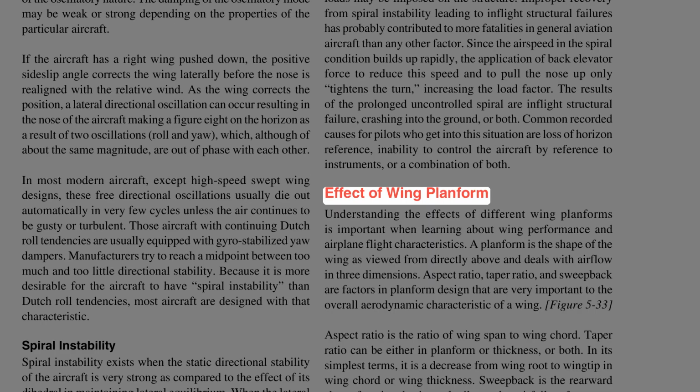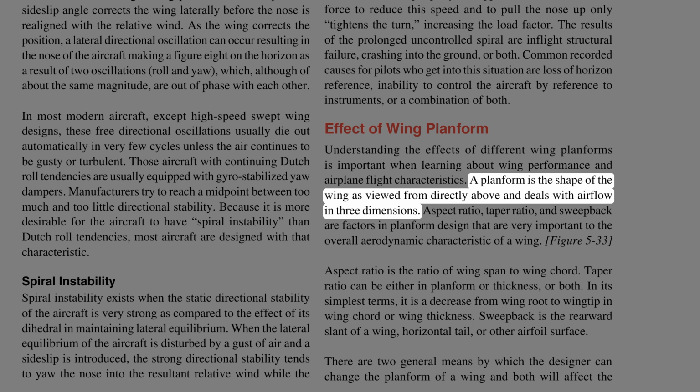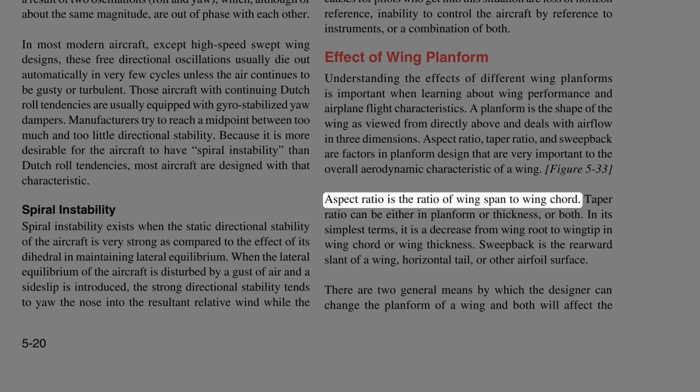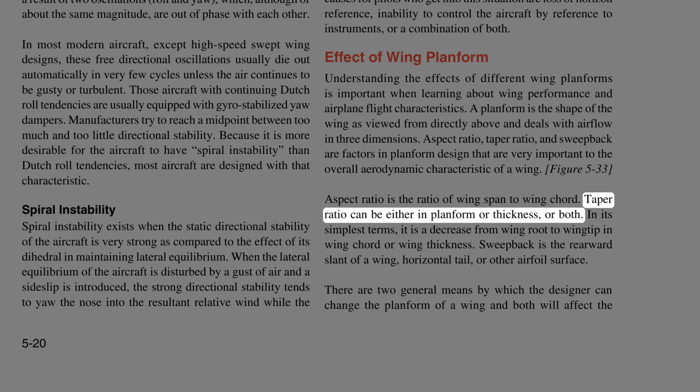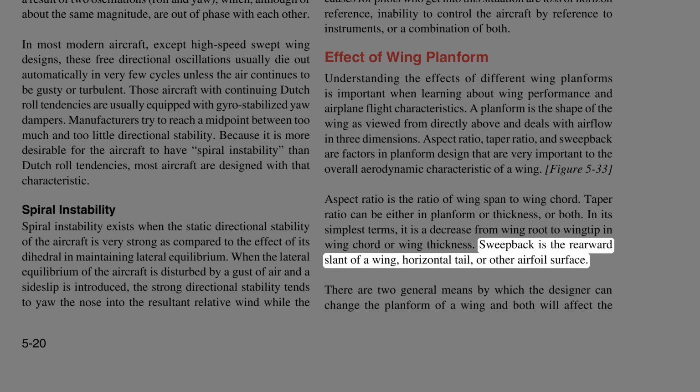Effect of wing planform. Understanding the effects of different wing planforms is important when learning about wing performance and airplane flight characteristics. A planform is the shape of the wing as viewed from directly above and deals with airflow in 3 dimensions. Aspect ratio, taper ratio, and sweepback are factors in planform design that are very important to the overall aerodynamic characteristic of a wing. Aspect ratio is the ratio of wing span to wing chord. Taper ratio can be either in planform or thickness, or both. In its simplest terms, it is a decrease from wing root to wingtip in wing chord or wing thickness. Sweepback is the rearward slant of a wing, horizontal tail, or other airfoil surface.